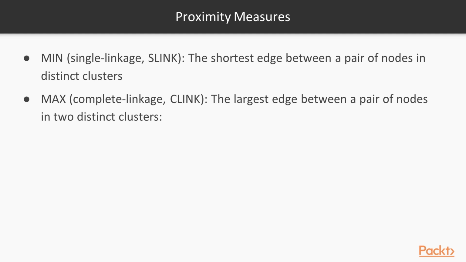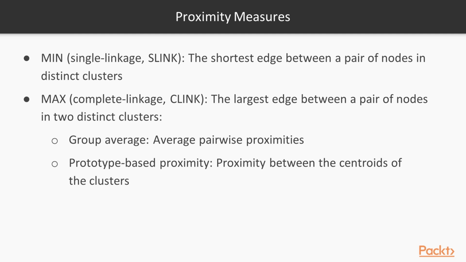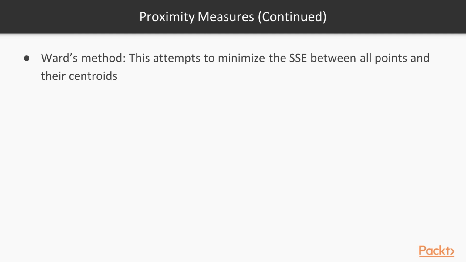Another graph-based approach, the group average technique, defines cluster proximity to be the average pairwise proximities of all pairs of points from the different clusters. Prototype-based proximity is the proximity between the centroids of the clusters. Ward's method attempts to minimize the SSE, or sum of squared error, between all points and their centroid.